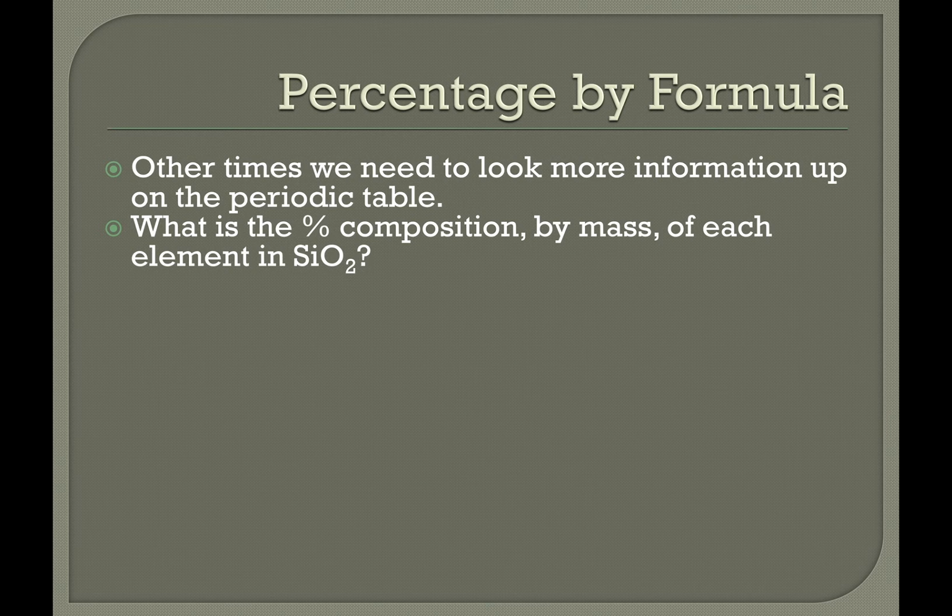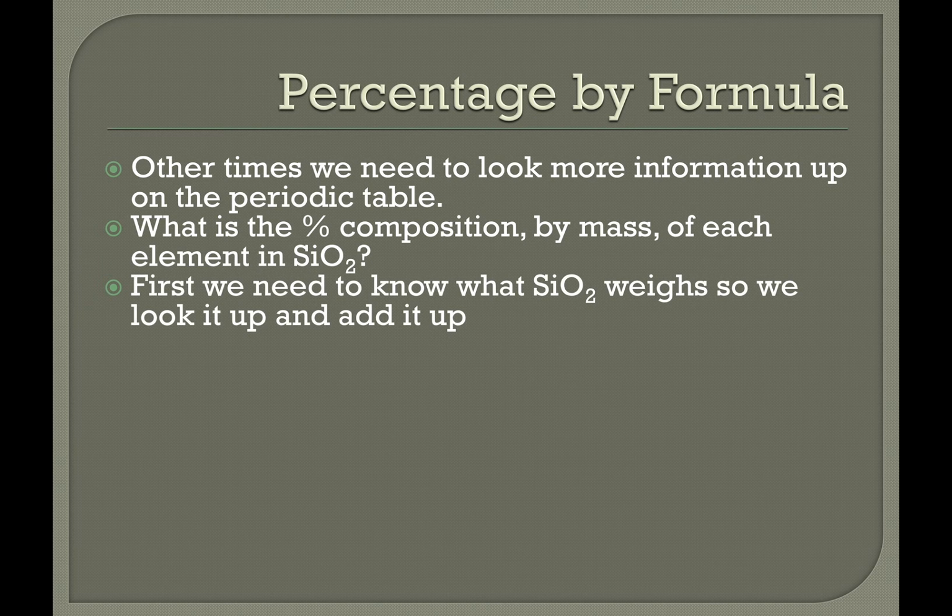For example, if we're just given a formula and we want to find the percent composition by mass of each element in a particular compound. Before we do that, we first need to know what the total is, or what the whole is, of the compound, in this case silicon dioxide. So we have to find the gram formula mass of silicon dioxide.